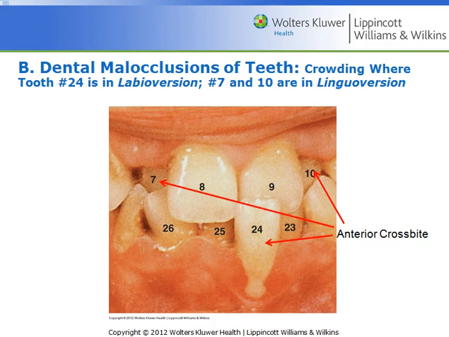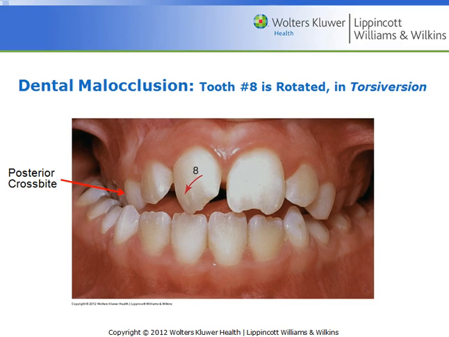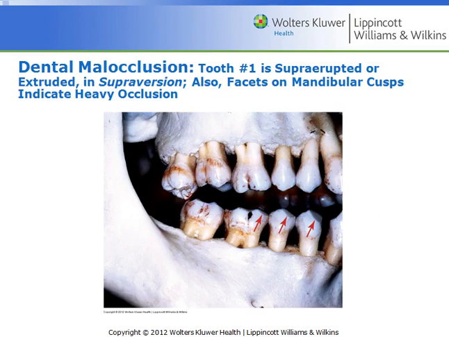Dental malocclusions. Crowding where tooth number 24 is in labioversion. Number 7 and 10 are in lingual version. Here, number 8 is rotated or in torsiversion, and there is a posterior crossbite. Tooth number 1 is supra-erupted or extruded.